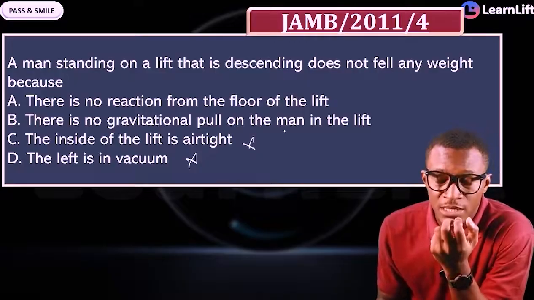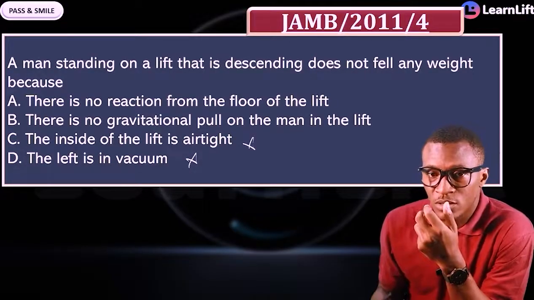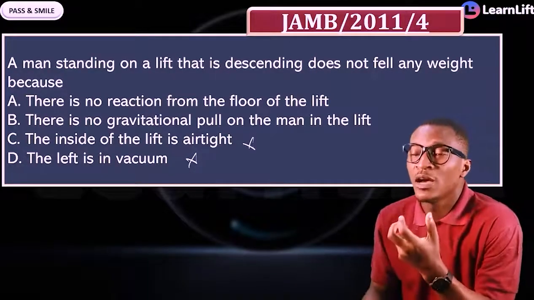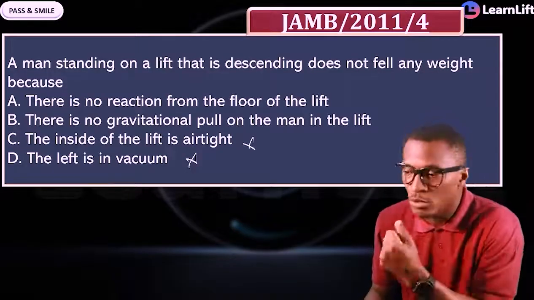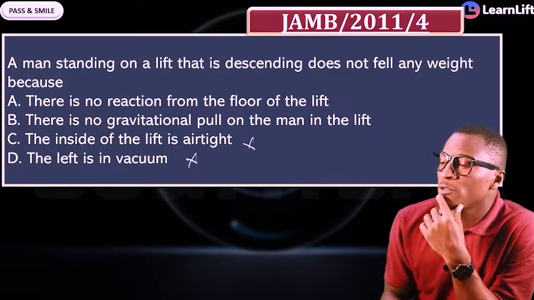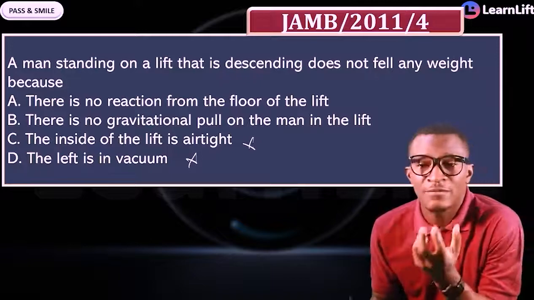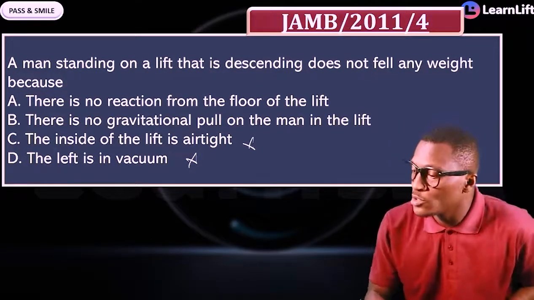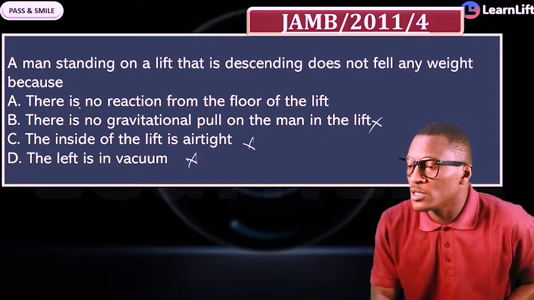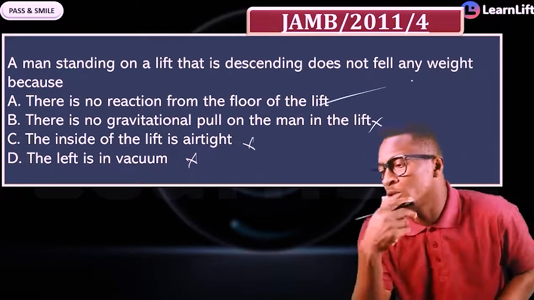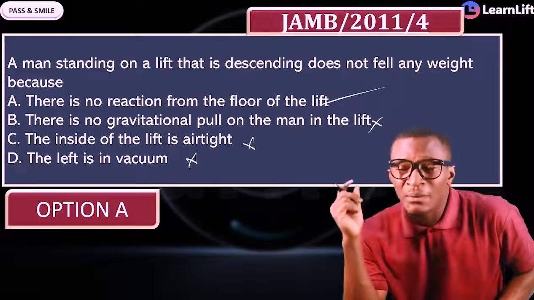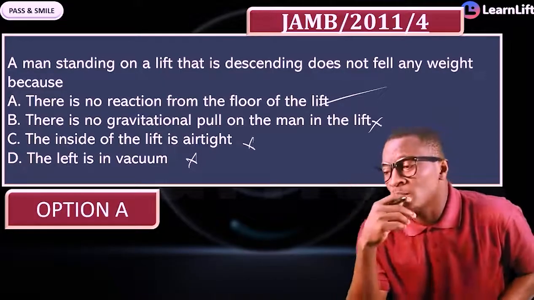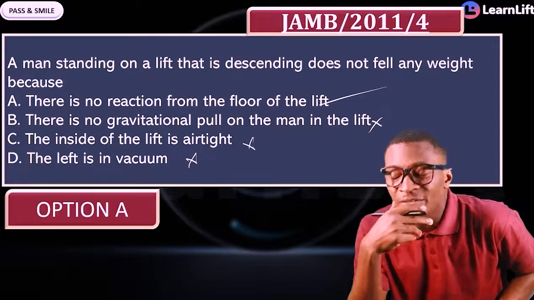Option B says there is no gravitational pull. Is there gravitational pull? Yes, because the rope has cut. If it's descending now, the rope has cut. That means it's undergoing free fall. That means there's gravitational pull, because the man is being pulled by gravity. That's free fall, so option B is wrong. Option A says there's no reaction, making option A the answer. The man does not feel any weight because there's no reaction from the lift.